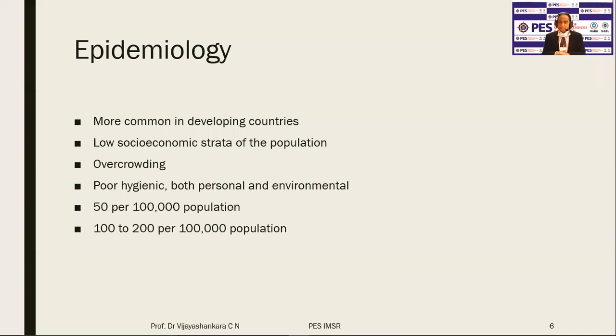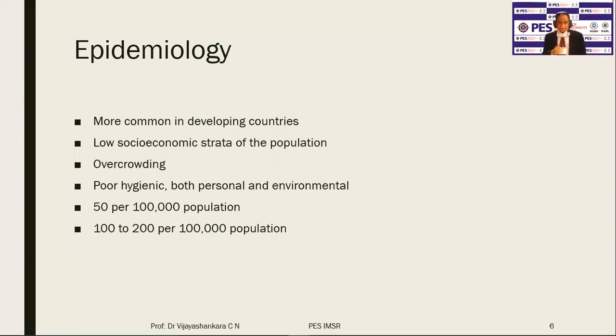It's most common in developing countries, the acute rheumatic fever, and you see it in low socioeconomic strata of the population, wherever there is overcrowding, poor hygiene, both personal and environmental hygiene, and all these characteristics predispose for higher incidence or higher risk for recurrent sore throat, such as streptococcal sore throat. So when the child develops recurrent sore throat, then they are more prone to developing acute rheumatic fever.